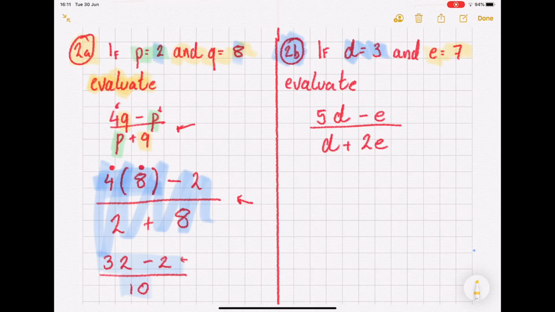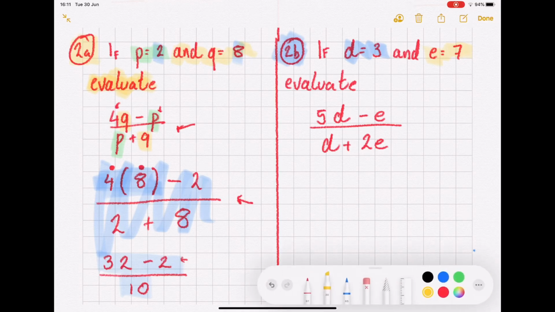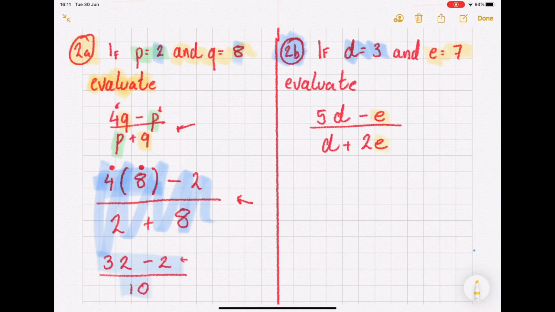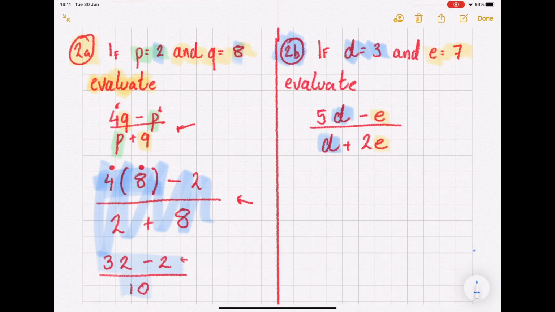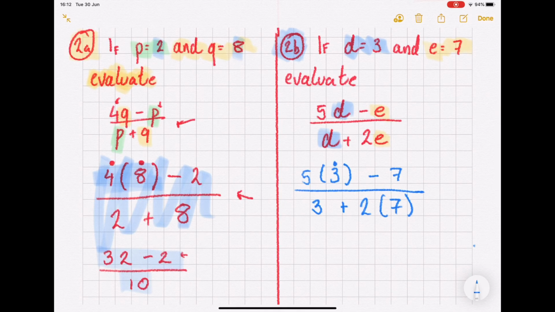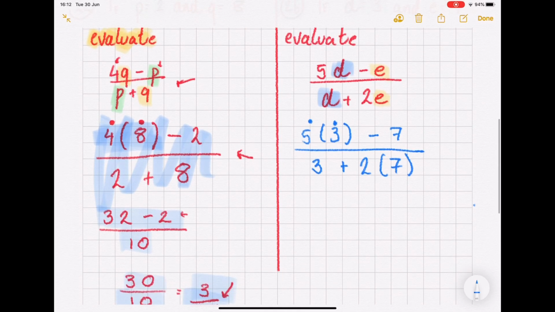So if d equals 3, and e equals 7, evaluate 5d minus e all over d plus 2e. Okay, so wherever there's an e, we're going to put a 7. And whenever there's a d, we're going to put a 3. So let's rewrite this. So 5d, 5 lots of d, so that's 5 brackets. And instead of d, we're going to put 3. Minus e, instead of e, we're going to have 7. All over d, instead of d, we're having 3. Plus 2 lots of e, so 2 brackets, and instead of e, we're having a 7 there.